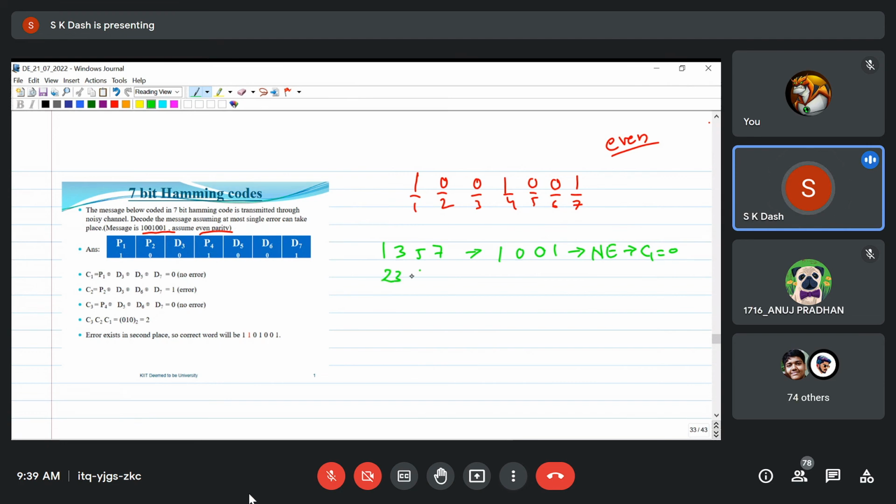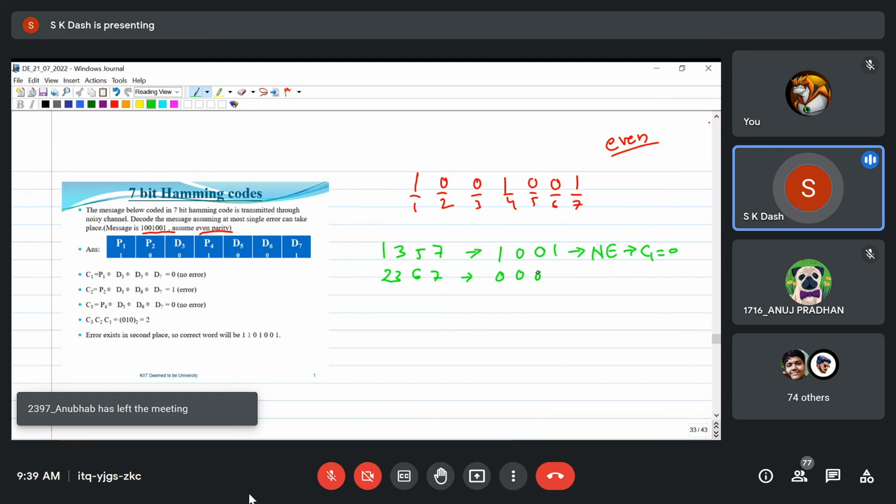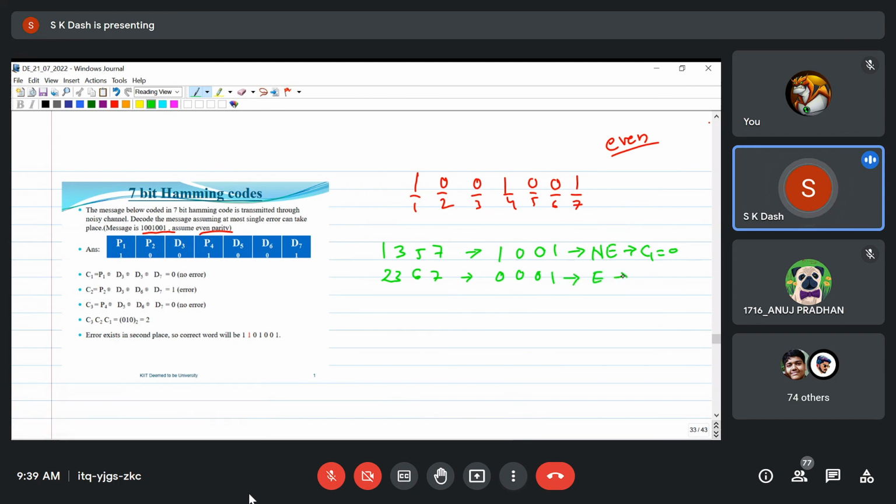Next, 2367. So 2 is 0, 3 is 0, 6 is 0, 7 is 1. Only 1. So error takes place. So C2 must be 1. Next, 4567. 1, 001. Again 2 ones, even number. So no error. So C3 must be 0.